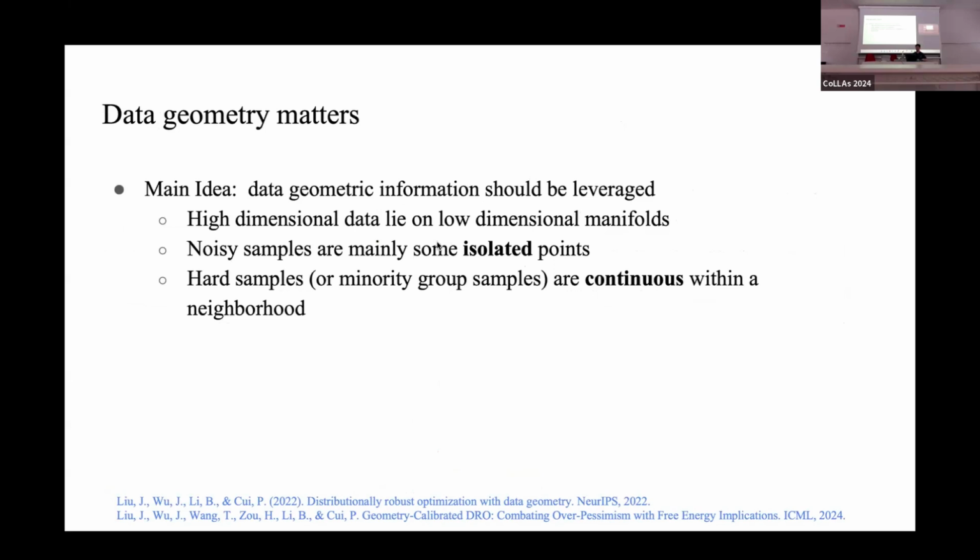To do this, our main assumption is, first, high-dimensional data lie on low-dimensional manifolds, and also noisy samples are mainly isolated points. They occur randomly in our data set. But hard samples or minority group samples are continuous within a neighborhood. For example, the neighbor of a hard sample may also be a hard sample.